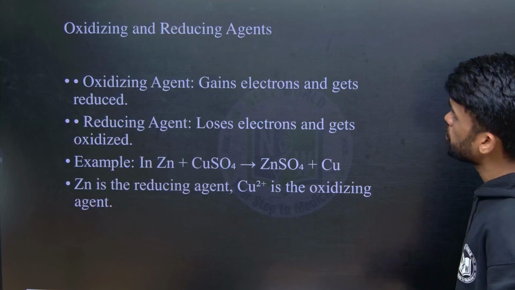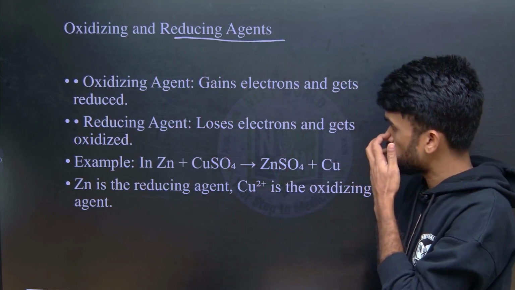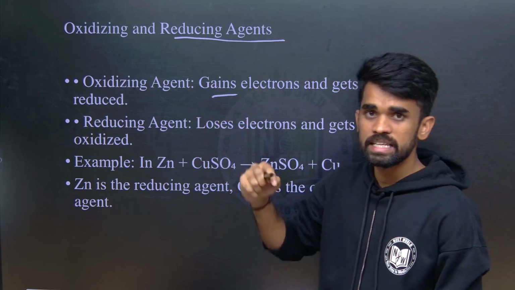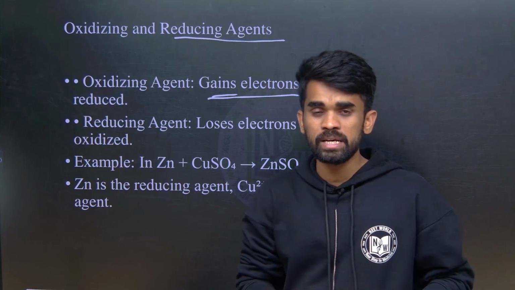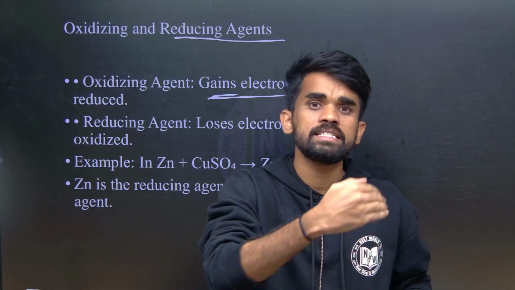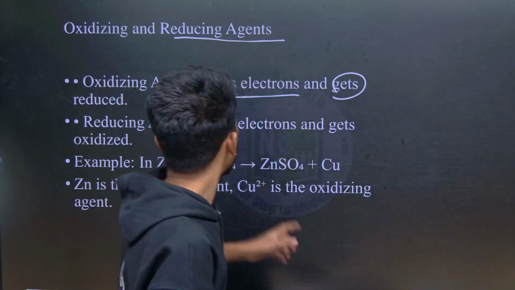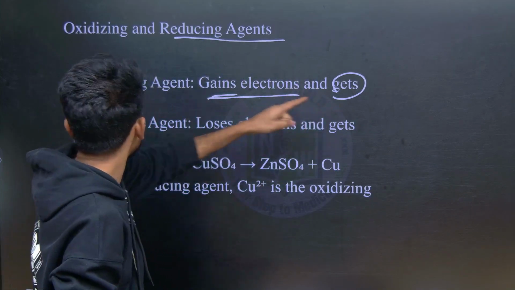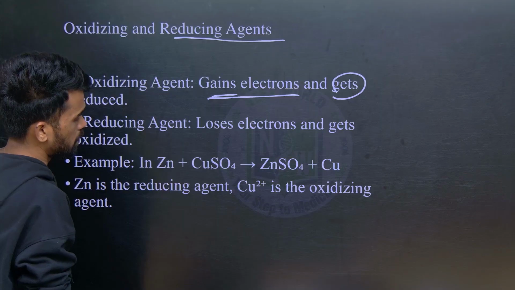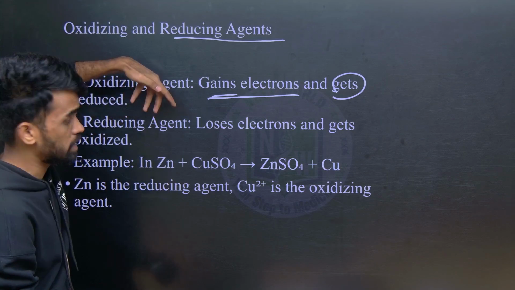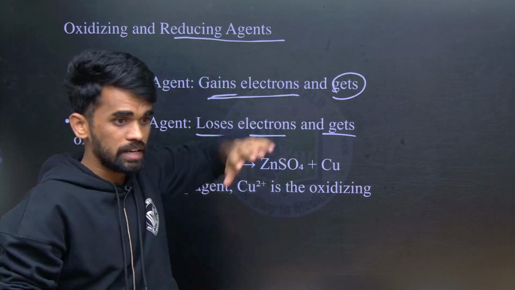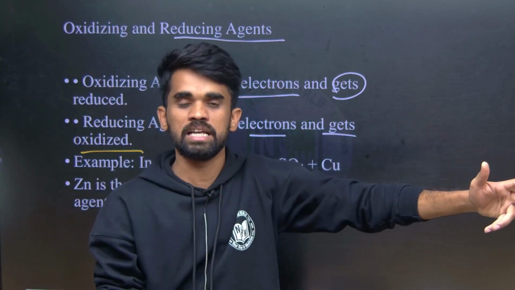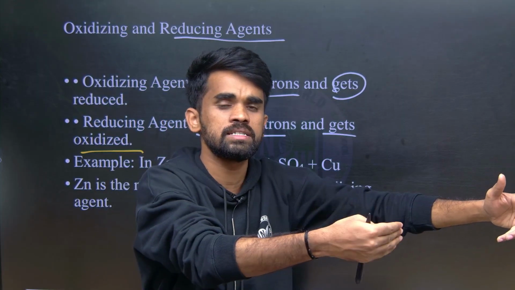Okay, let's move here. Oxidizing and reducing agents, this is also an important thing. See, oxidizing agent means that it gains electrons and gets reduced. So an oxidizing agent oxidizes others and reduces itself. It gains electrons and gets reduced. Now reducing agent, see, loses electrons and gets oxidized. Reducing agent means what? Reduces others, oxidizes itself. What is a reducing agent? Reduces other species and oxidizes itself. That is what the reducing agent is.